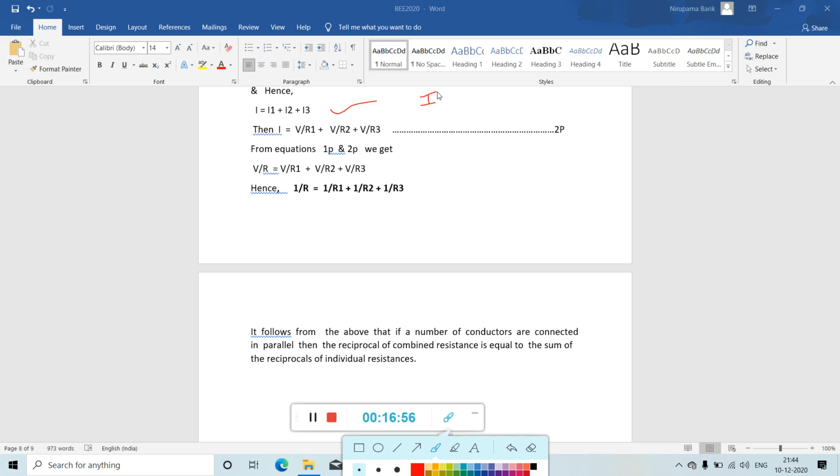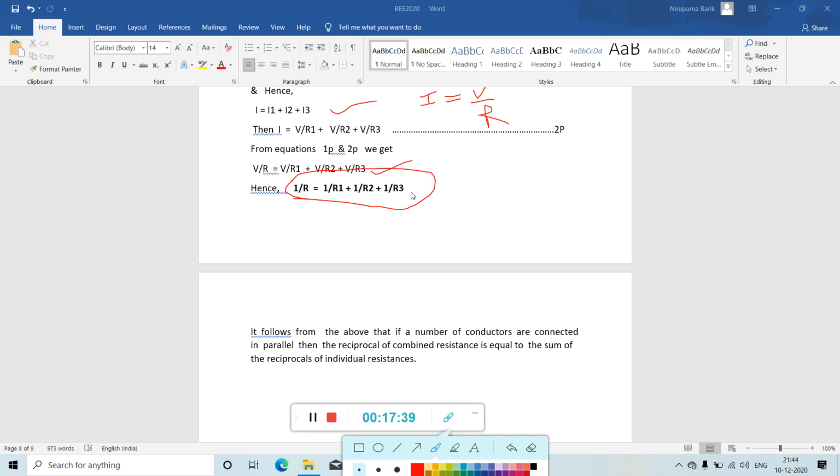I is equal to V by R, because V is equal to I into R. So if I is equal to V by R, for I1 we can write V by R1, for I2 we can write V by R2, for I3 it is V by R3, and for I it is V by R. So on both the left hand and right hand side V is common, so V is cancelled out. See, V by R is equal to V by R1 plus V by R2 plus V by R3, and V cancelled, then 1 by R is equal to 1 by R1 plus 1 by R2 plus 1 by R3.